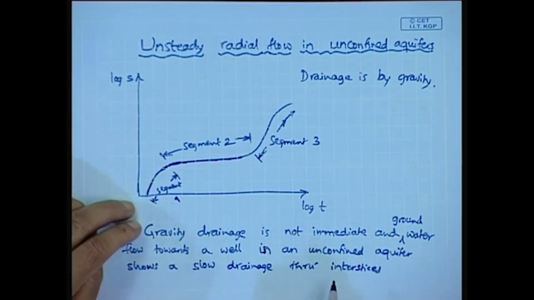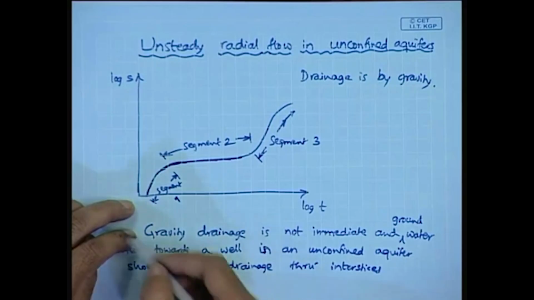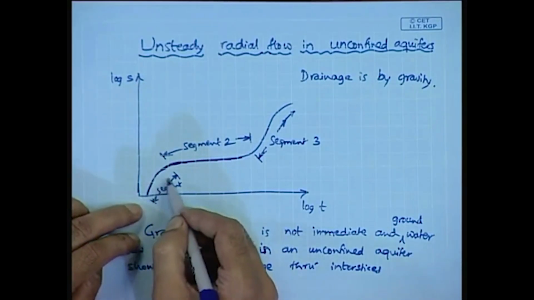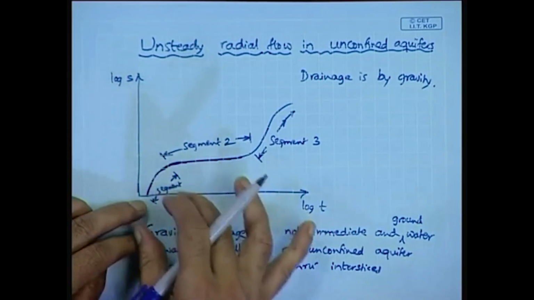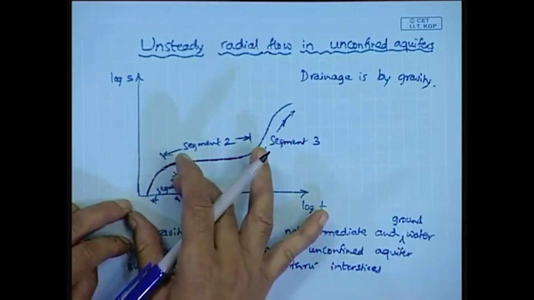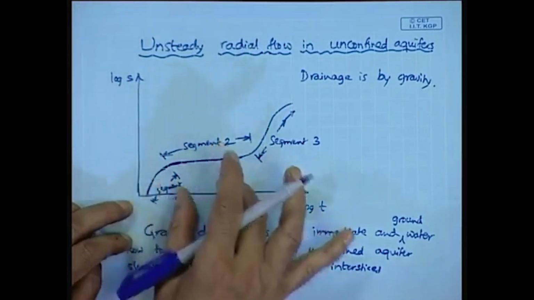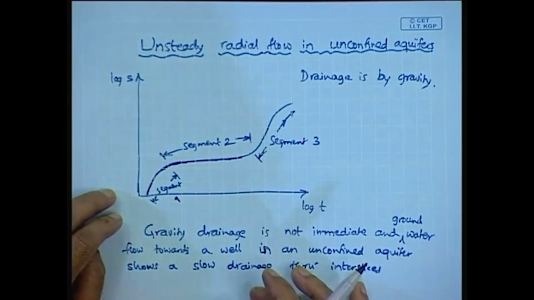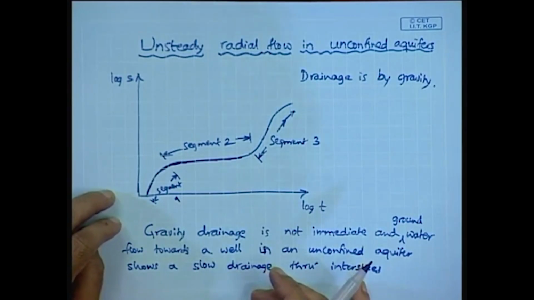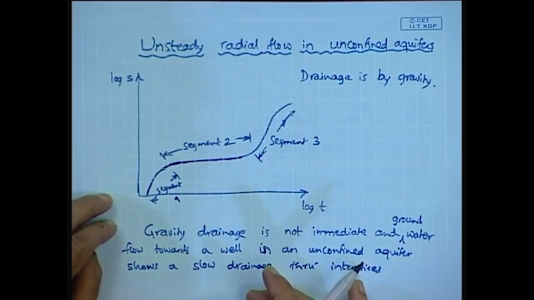That is why, initially, when the pumping starts, the drawdown increases relatively steeply in this first segment. That is the cone of depression. Here there will be compaction of the aquifer as well as expansion of the water as pressure is reduced from pumping.